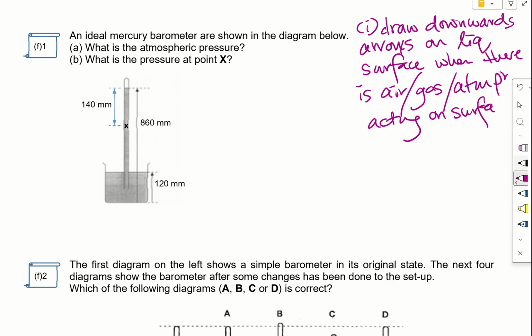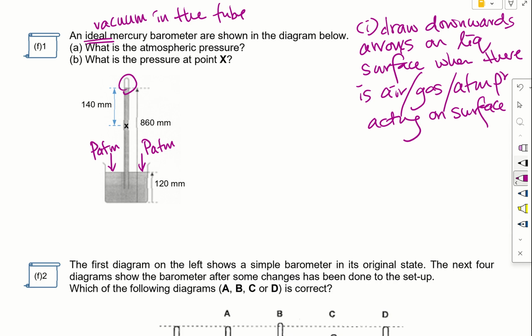Okay, so I will demonstrate step 1 now. Basically, there is atmospheric pressure here. There is atmospheric pressure here. Okay, now how about inside here? They are telling me that it's an ideal mercury barometer. An ideal one means that it is a vacuum inside the tube.